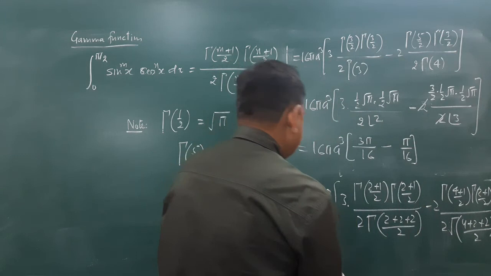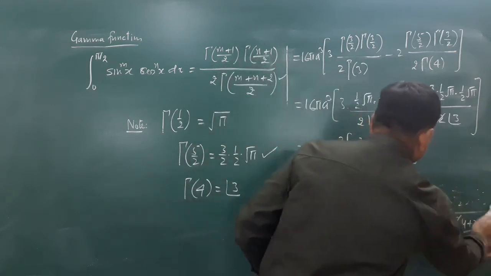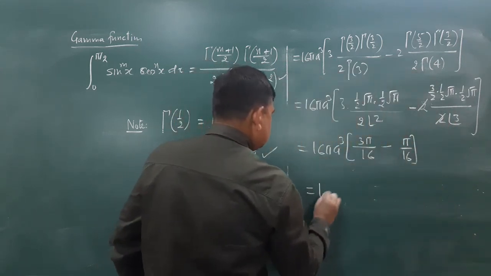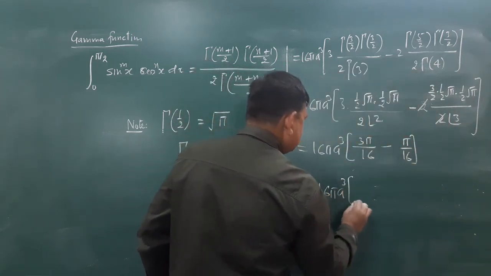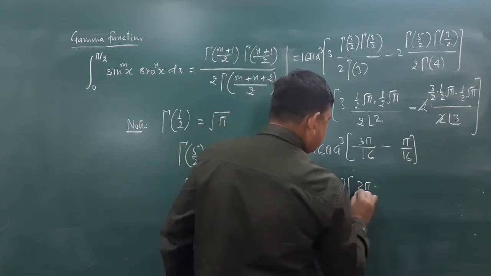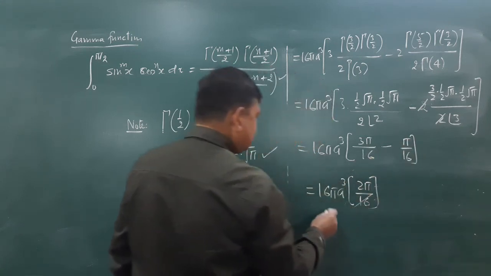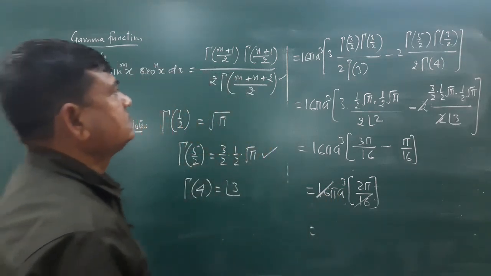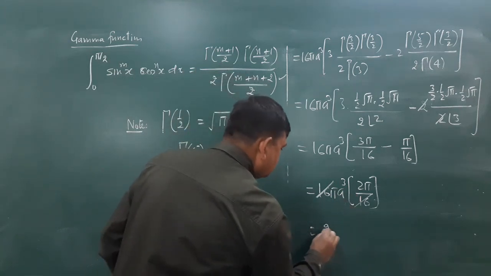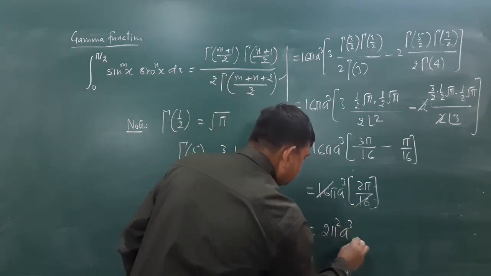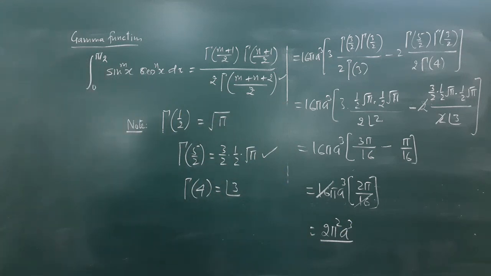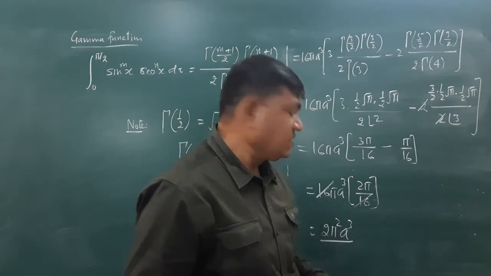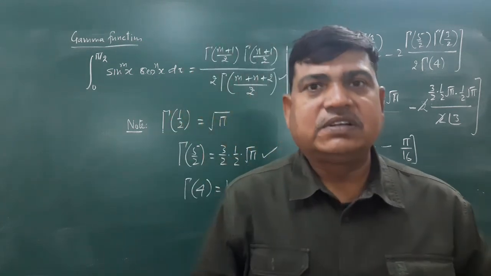Okay, this is 16 pi a cubed. 3 pi minus pi is 2 pi upon 16. This 16 is cancelled out, so it is 2 pi square a cubed. So this is the volume of that particular solid.